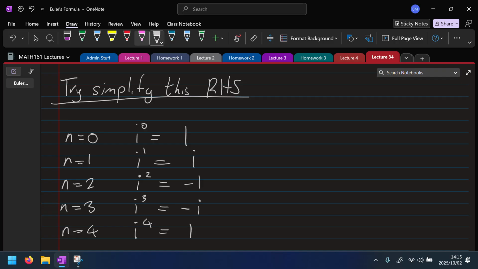Okay, now let's have a look at the pattern. Firstly, these even terms are 1, -1, 1. So just make a little note there. Even terms are 1, -1, 1. So blue, that's for even. Okay, and then in pink, let's look at the odd terms. So we have i, minus i. You can guess what the next one's going to be. That'll be i. So these are the odd terms.